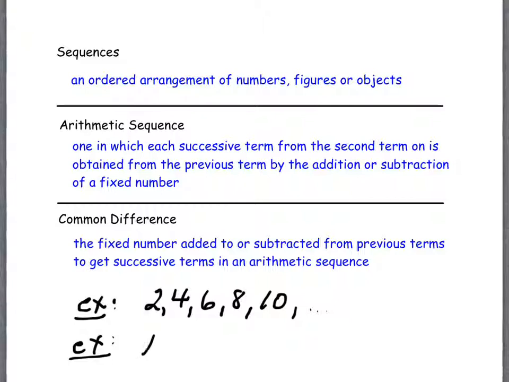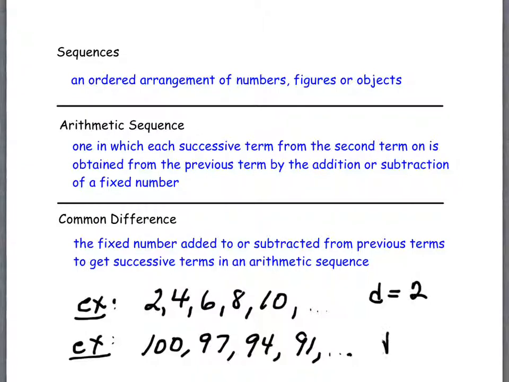So I could start with, say, 100, and then do 97, and then 94, and then 91. And if I were doing this, the common difference would actually be what value? Negative 3. So the common difference doesn't have to be a positive number. It could be a negative number. So this one here, the common difference, I'm going to call it D, just so that I can write it down, was 2. Here the common difference, D, is actually a negative number. It's negative 3.